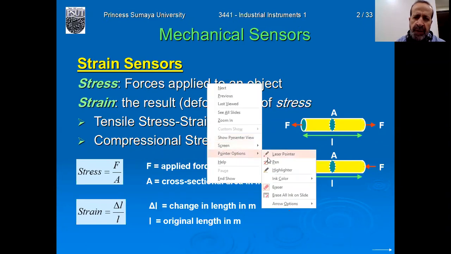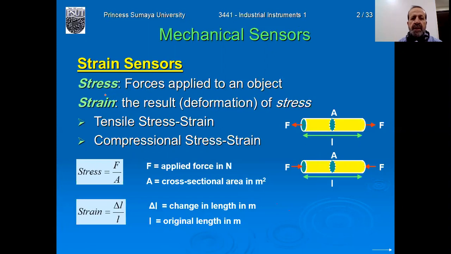So we can define the strain. What is the stress? The stress is the forces applied to an object, like for example, pressure, which is actually force divided by area, and the stress is the same as the pressure. Also, if you need to measure a weight for a human being or any object, the weight is a type of force. So we can use these strain gauge sensors to measure any type of force, like weight, for example.